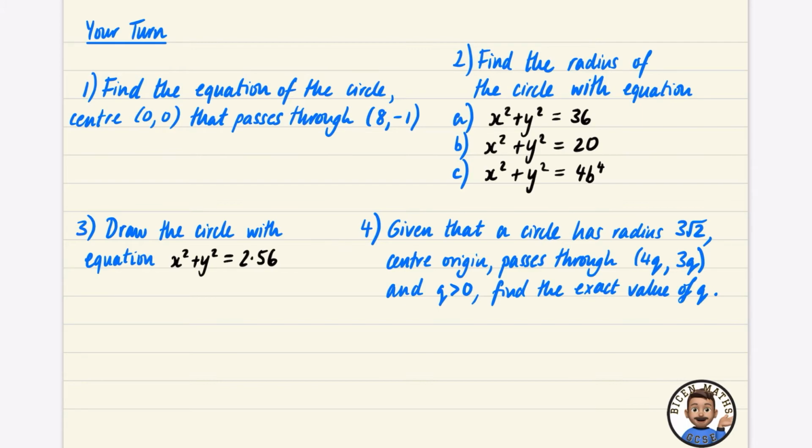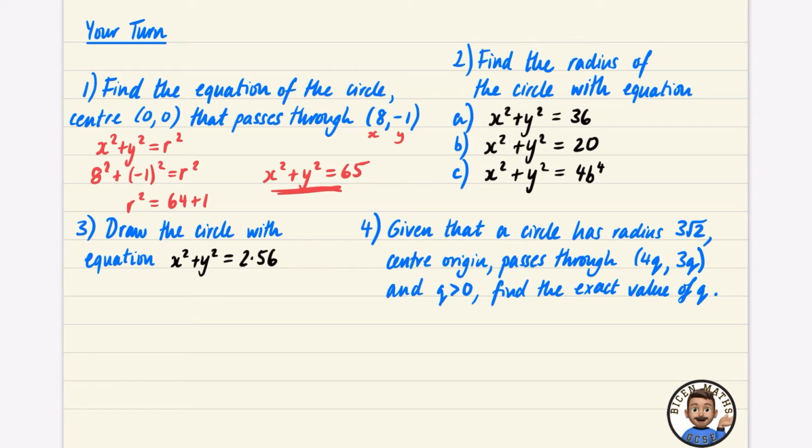Okay, so for question 1, it says the equation of the circle passes through 8, minus 1, and it has that standard centre there. So I can just go straight in with my x squared plus y squared equals r squared and try and find out what r squared is. So here, x is 8, so that's going to be 8 squared, and minus 1 squared is actually just the same as 1 squared, but I can still do it in brackets like this. So here we get that r squared is equal to 64 plus 1, which is 65. So that means that x squared plus y squared is equal to 65. That is the equation of that circle.